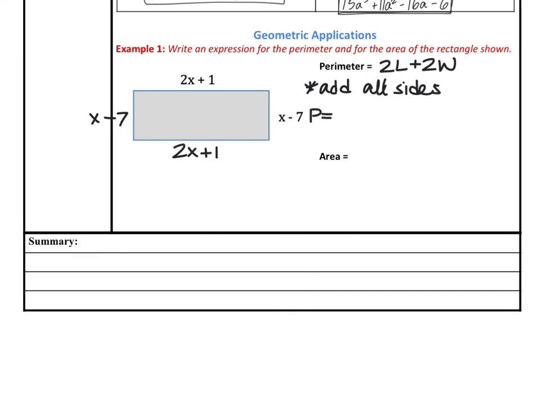So P equals, perimeter equals, 2 of the length. I'm going to make the length 2x plus 1. So I add up 2 of those, both of them, those 2 sides. And then I add up both of the widths. So x minus 7, but I have to do it twice because there's 2 of them.